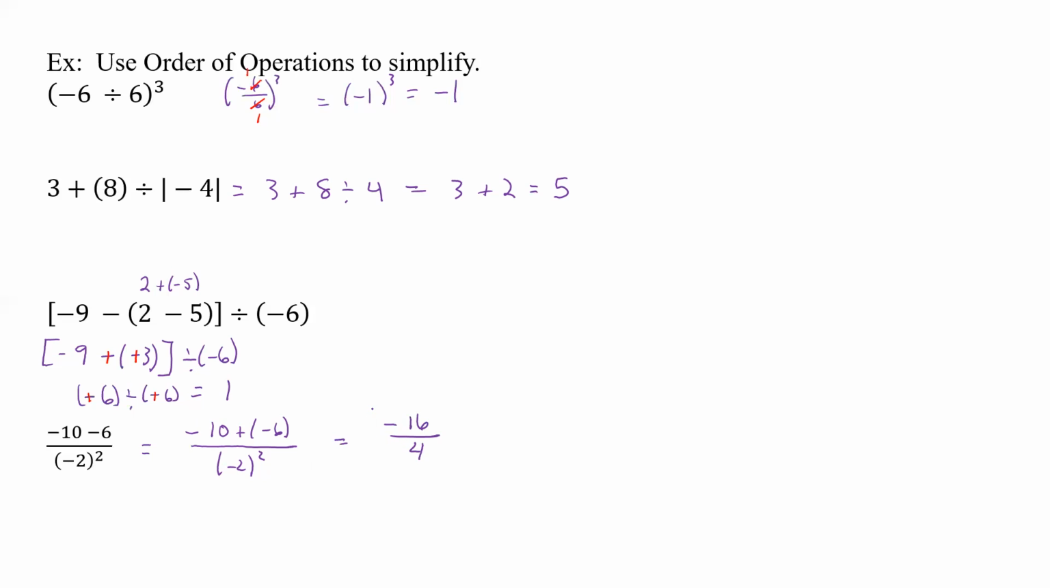Okay. And then what do we have? Well, after that, we take a negative 16 divided by 4, and that's going to give us a negative 4. And that would be our answer. Okay.